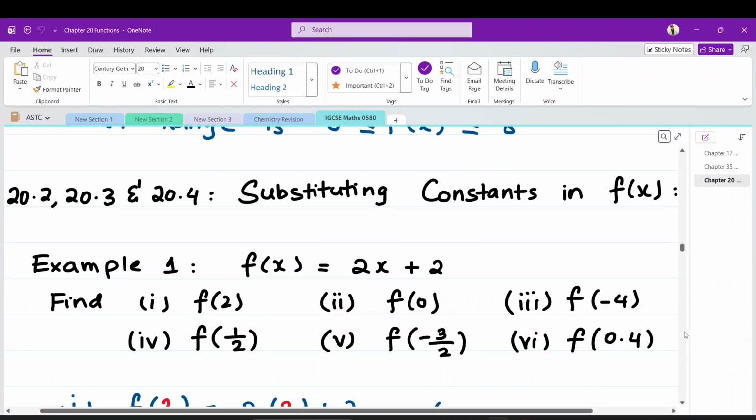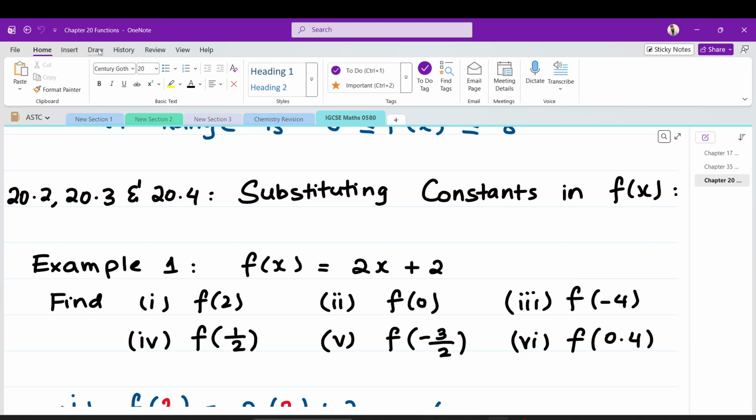Welcome to ASTC. In this video, we will be looking at two main concepts. The first one is substituting constants in f of x. Part of this type of question we've already covered in our previous video when we were calculating the range from a given domain. So this would be just a quick revision for you. And then there will be a second topic as well. As we move along, I'll let you know what that is.